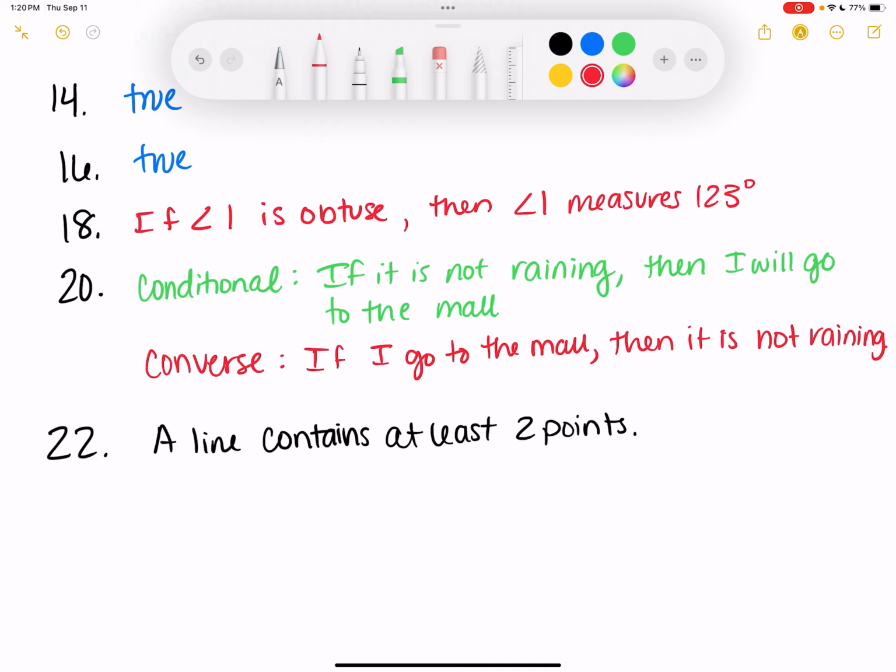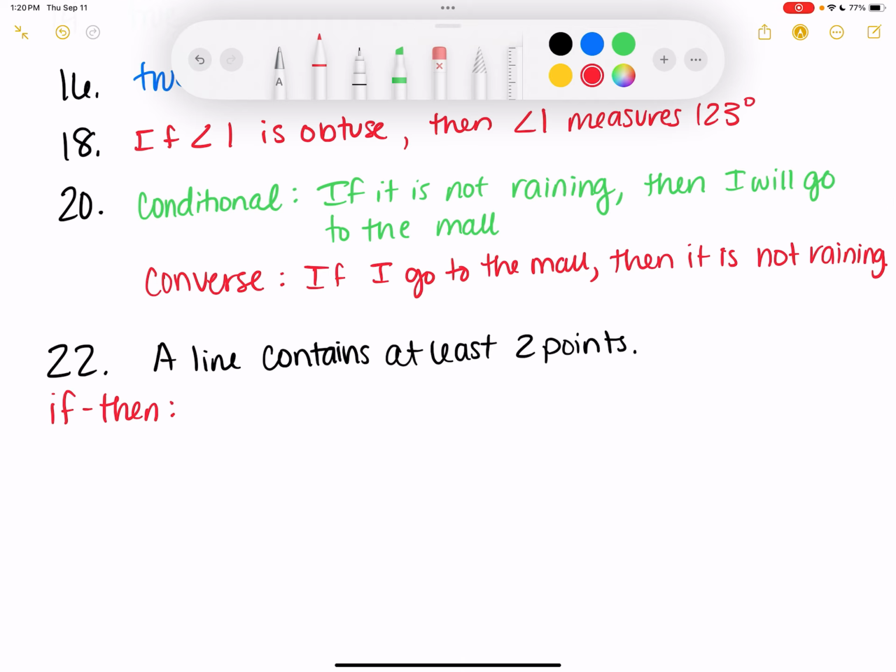So if-then form. How do you think I could rewrite this in if-then form? There's no if already in it, so we have a little bit of flexibility. If there is a line, then there are at least 2 points. Yep, so something like, if a line exists, then it contains at least 2 points.